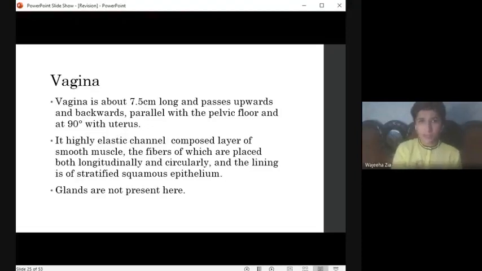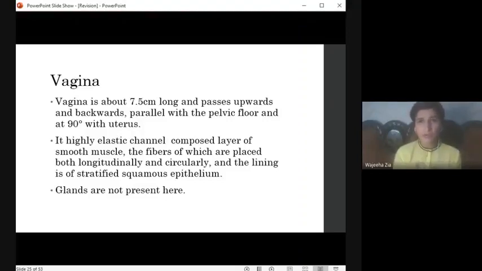It is parallel with the pelvic floor and the uterus. So it lies in the parallel, so it has the capacity to expand. It has both the longitudinal and circular muscles, along with the lining of the stratified squamous epithelium.